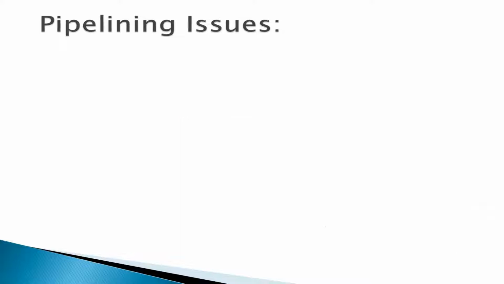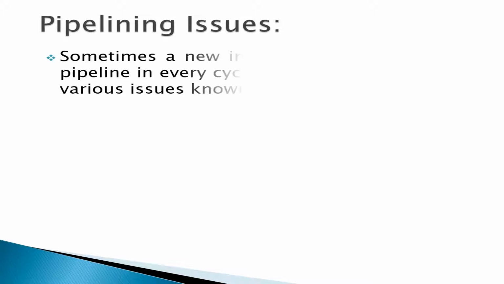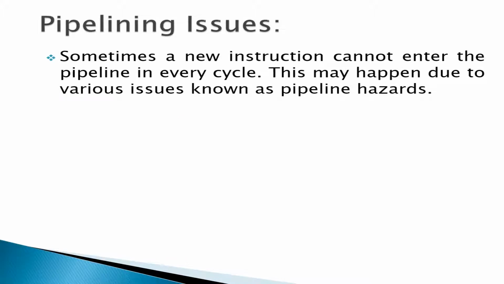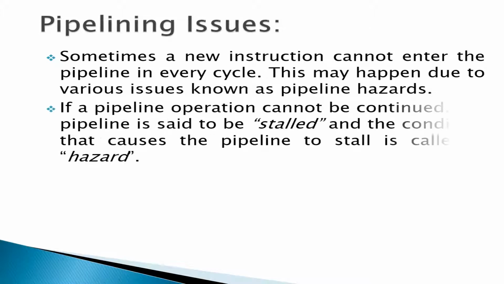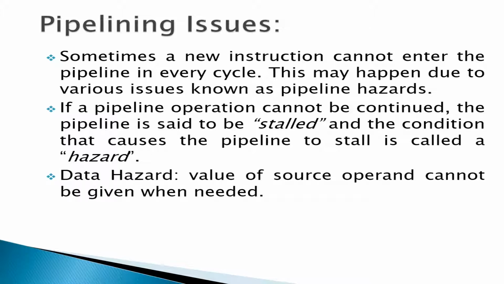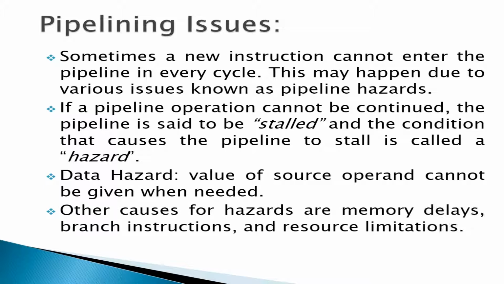Now moving to the issues related with pipelining. Sometimes a new instruction cannot enter the pipeline in every cycle. This may happen due to various issues known as pipeline hazards. If a pipeline operation cannot be continued without interruption, the pipeline is said to be stalled, and the condition that causes the pipeline to stall is called a hazard. In a data hazard, the value of a source operand cannot be gotten when needed. Other causes for hazards are memory delays, branch instructions, and resource limitations.